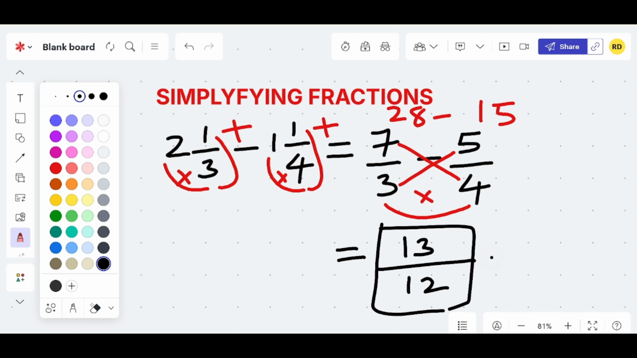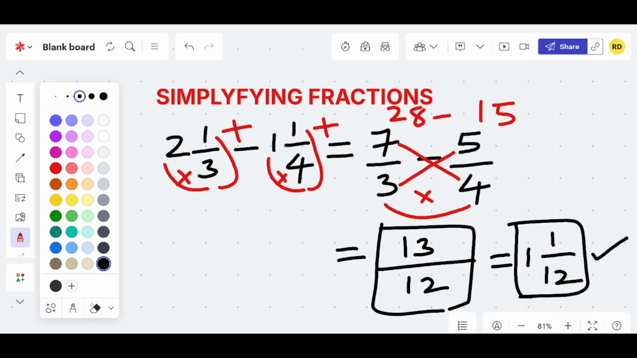But this is an improper fraction. You always have to convert it into a mixed number. How do you do that? So divide 13 by 12. 12 times 1 is 12 and 1 left over. So that's going to be 1 over 12. So that's going to be the mixed number. So the final answer should be 1 1/12. This is the way we subtract mixed numbers.